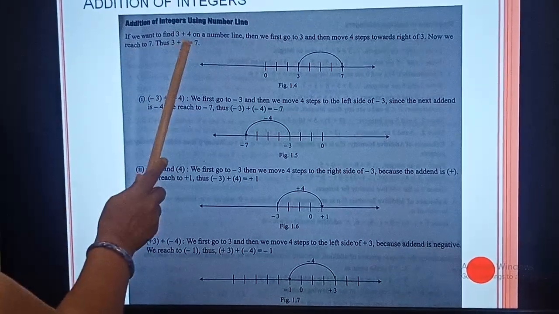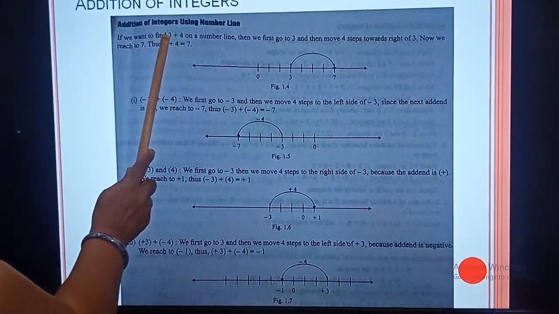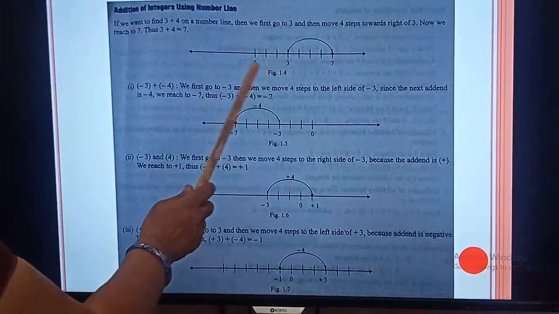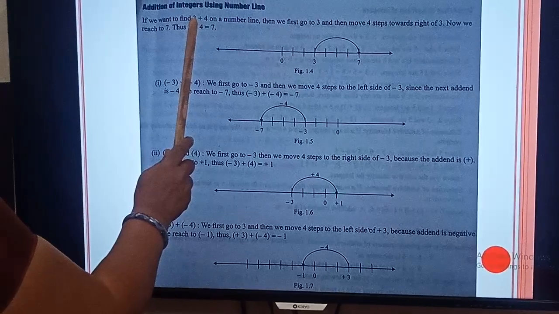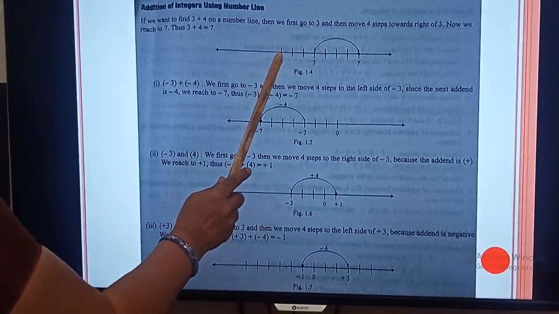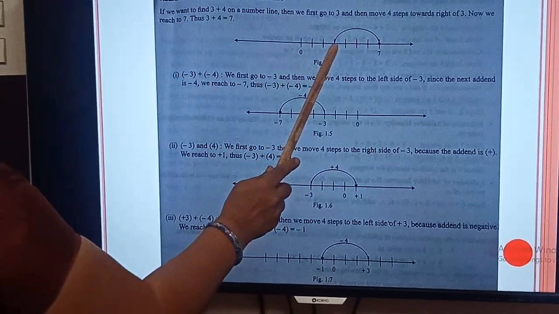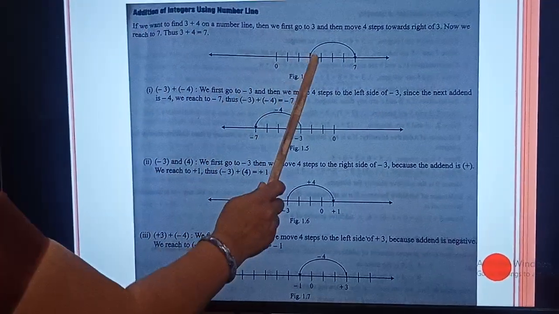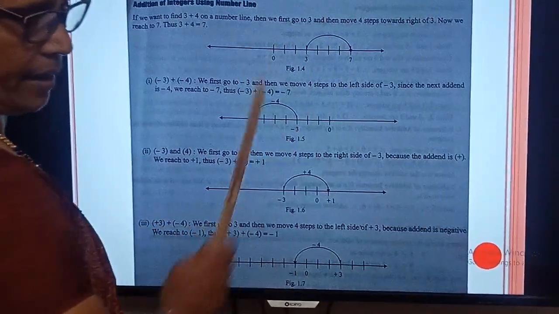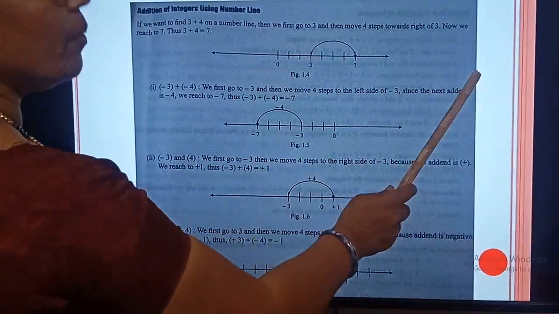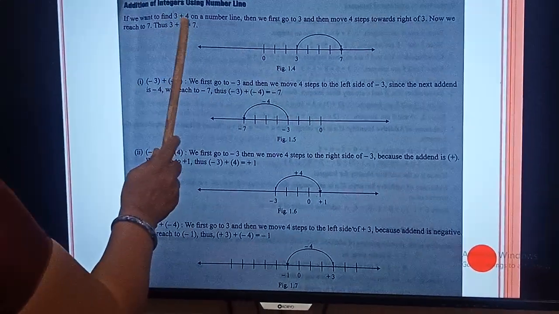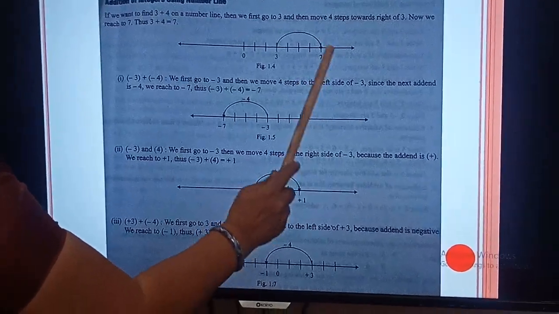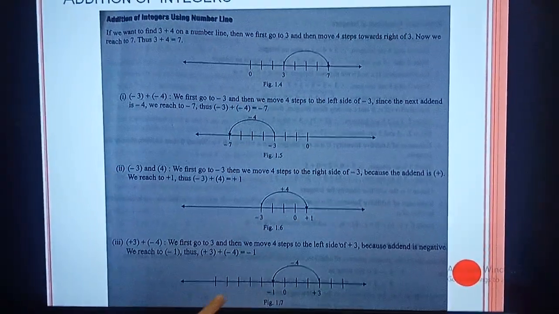Here is the first example, 3 plus 4. Here 3 is a positive integer, and 4 also. First we have to take the number 3 from 0 up to 3, then plus 4 in the sense from 3 we move to the right hand side, I mean towards the positive. So how many distances? 4 distances. 1, 2, 3 and 4. So we'll reach the number 7, which is the sum of 3 and 4.